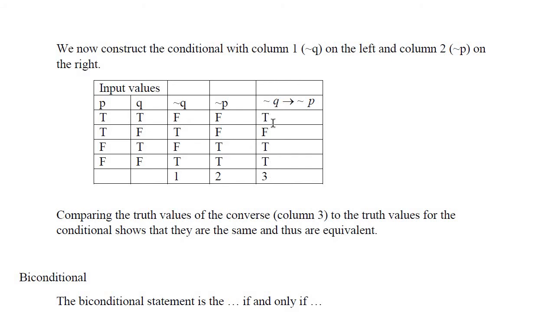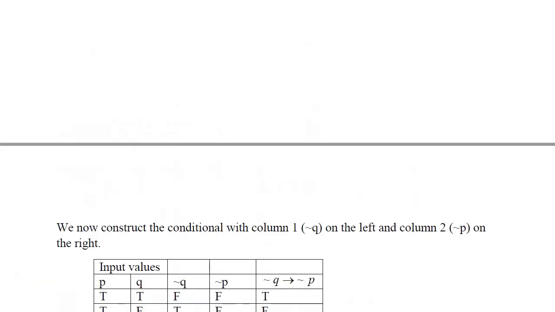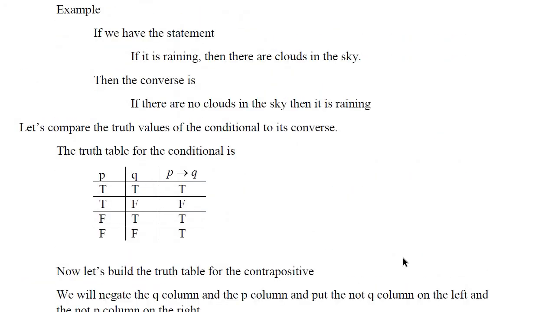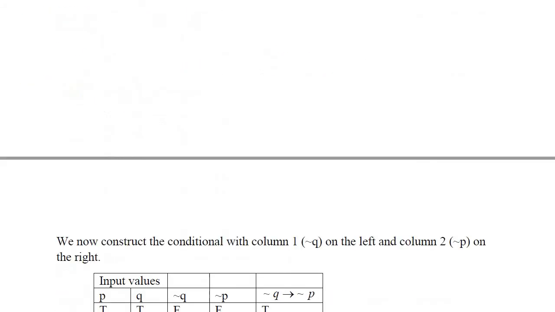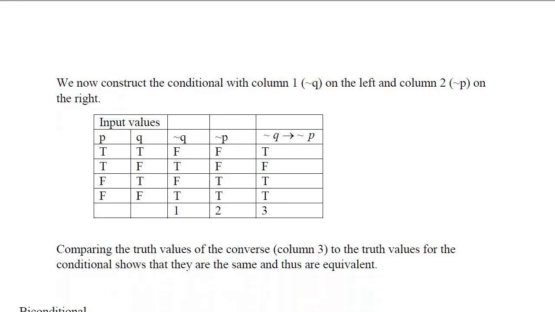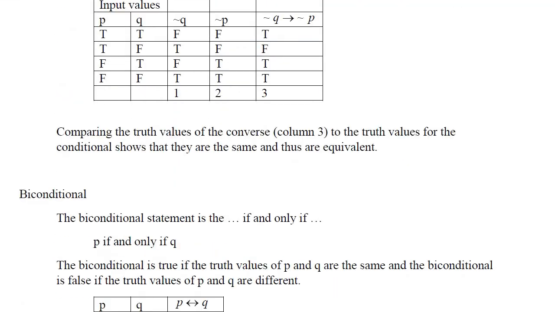And notice this set of values, true, false, true, true, matches up with the values of our original conditional. So the conditional and the contrapositive are equivalent to each other.